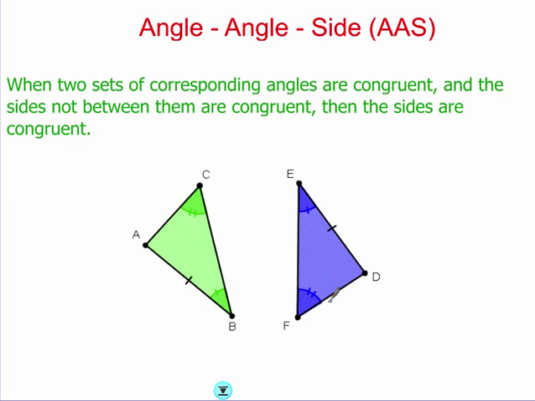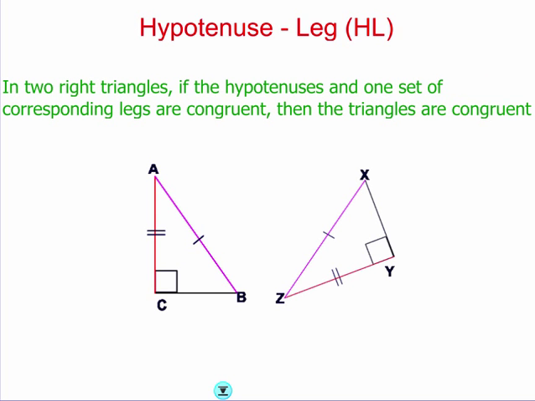And our fifth and final postulate that we'll talk about is specific to right triangles, and that is the hypotenuse leg, or HL congruence theorem. It says that if I've got two right triangles, and I know that one of the legs and the hypotenuse is congruent between the two of them, then the triangles are congruent. All right, so this only works for right triangles.